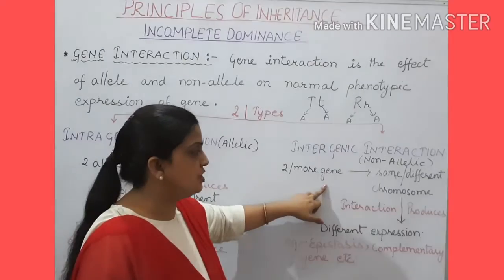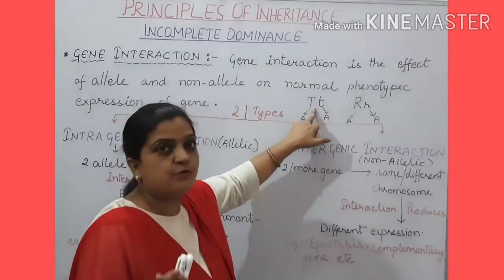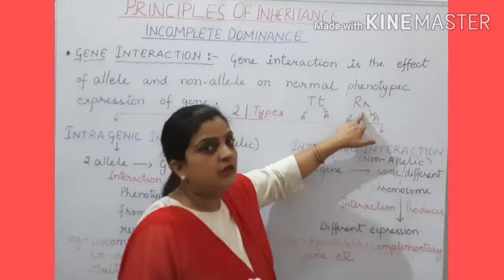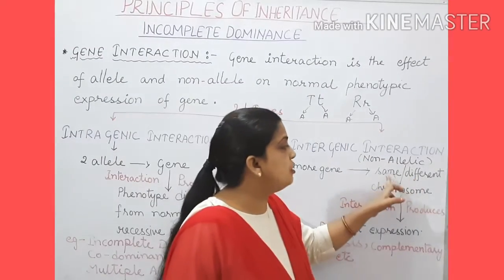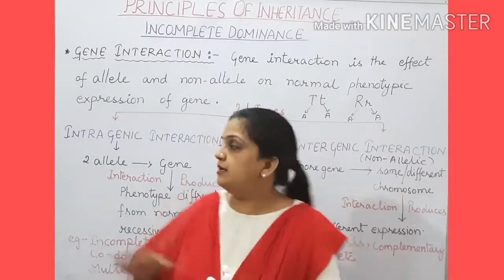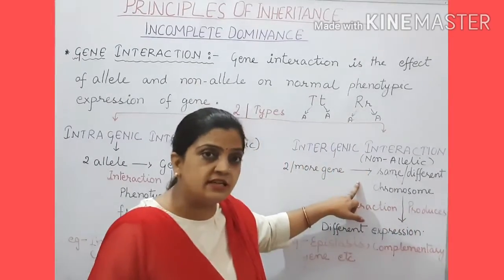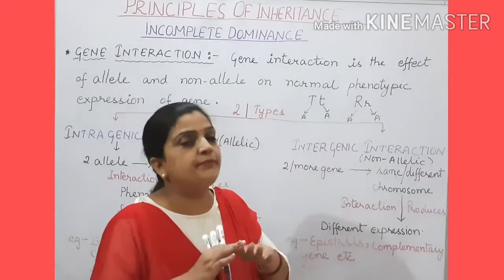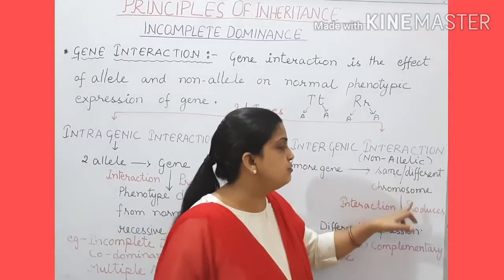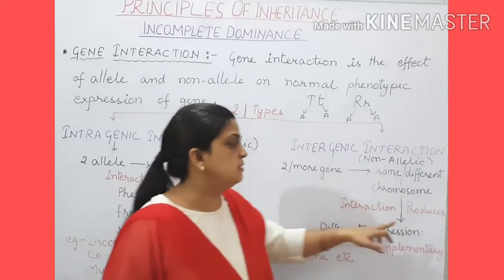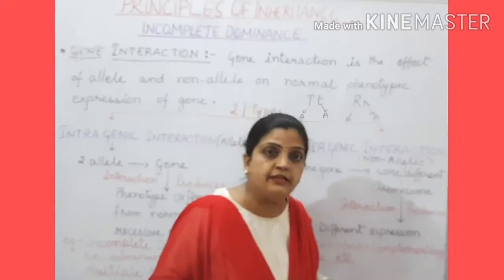So two or more independent genes are present. This is an independent gene responsible for height, and this is an independent gene for shape. So two or more independent genes present on the same or different chromosome. Here they were present on the same chromosome, but here it is not necessary. They can be present on different chromosomes also. When they interact with each other, they produce different expressions, and these expressions are completely different.